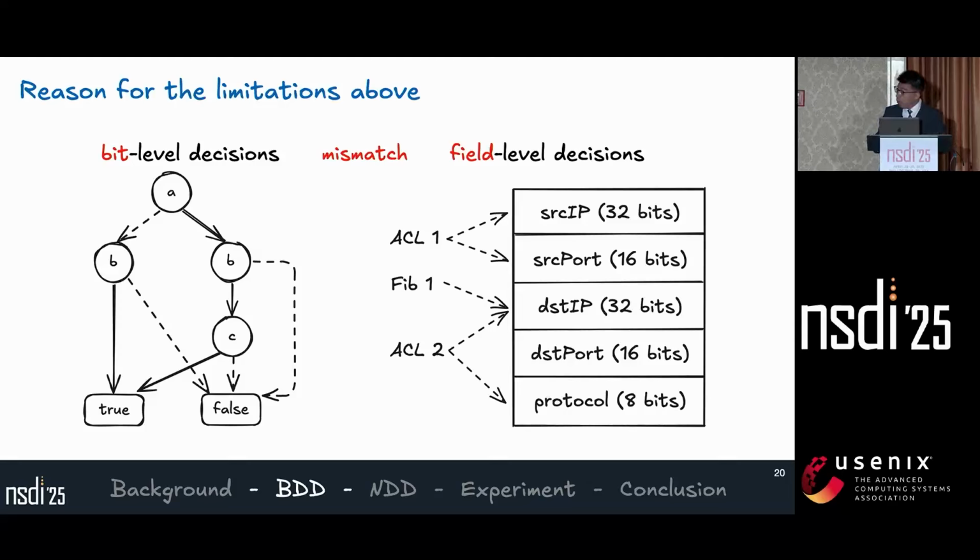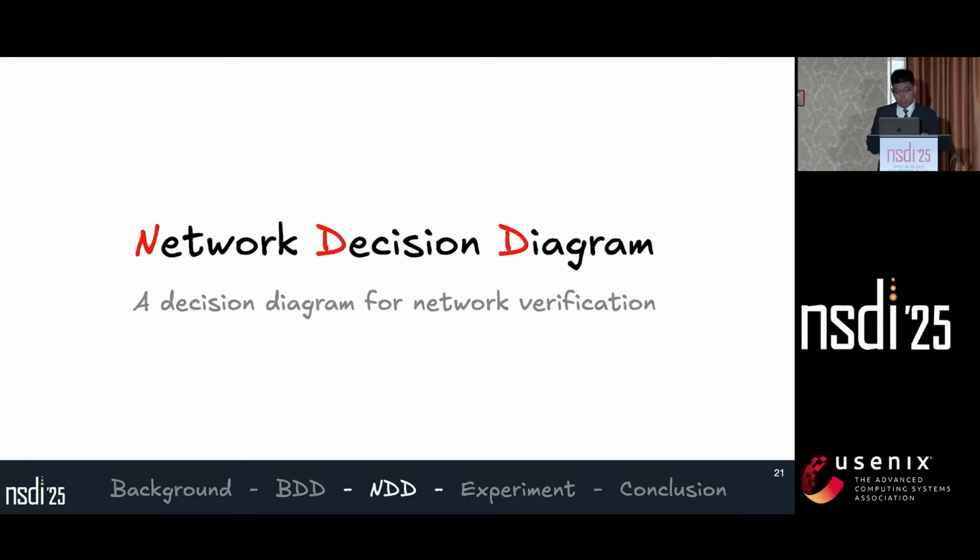So why does BDD have these limitations when used for network verification? We observe that this is mainly due to the different semantics of BDD and network forwarding. BDD makes decisions at the level of bits, but the network makes decisions at the level of fields, which often have tens of bits. We propose a new decision diagram for network verification, that is, the network decision diagram, or NDD. Next, I will show what NDD is and how NDD overcomes the limitations of BDD.